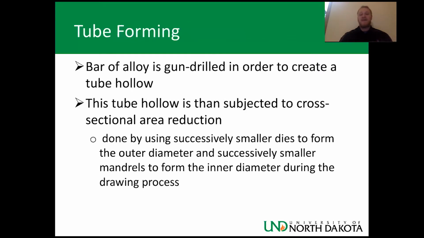And then finally, we have tube forming. Tube forming is kind of the way of the future, per se, with these shape memory alloys. Here, a bar of the alloy is gun drilled, and this creates a hollow. And then the tube hollow is subjected to cross-sectional area reduction. We do this by successively smaller dies to form the outer diameter, and then successively smaller mandrels to form the inner diameter during the drawing process. So once we have this tube formed, the most common medical use for this right now is stents to open up arteries and stuff like that to allow for better blood flow.